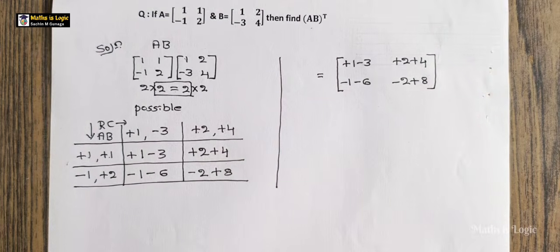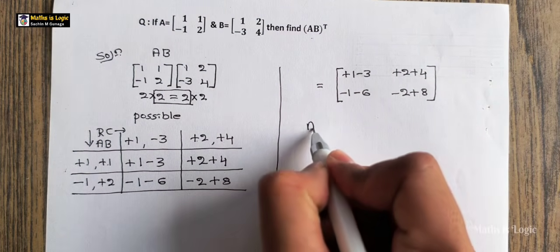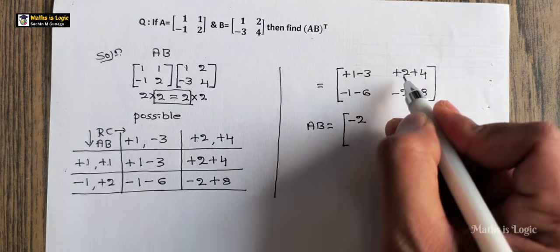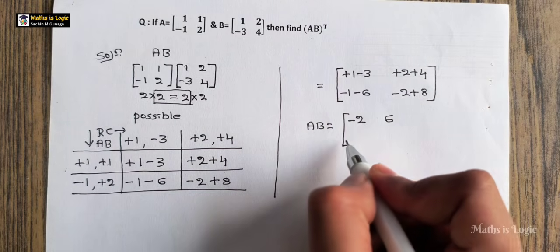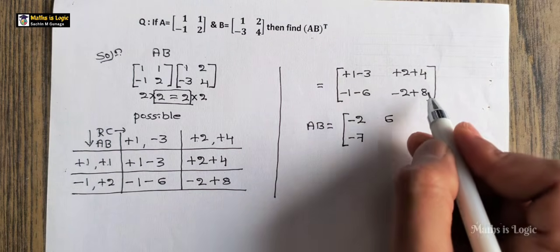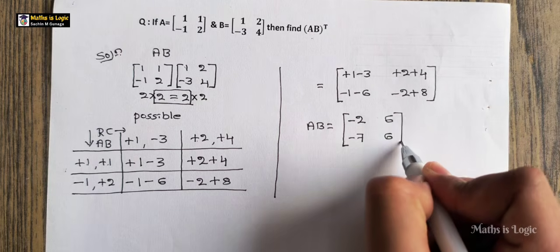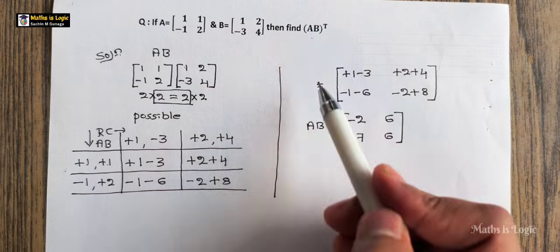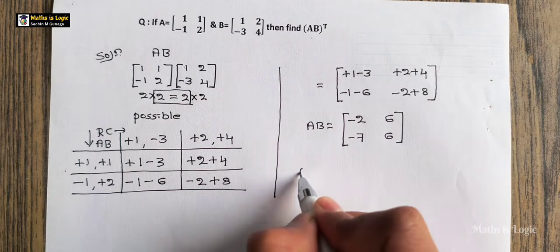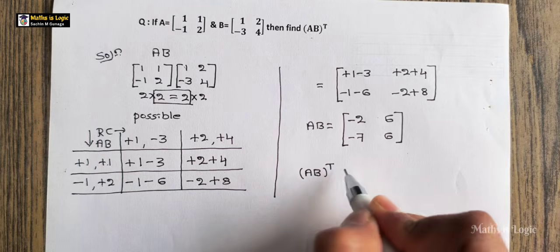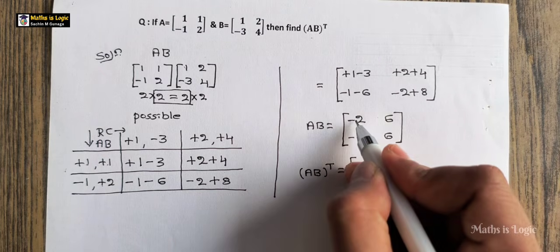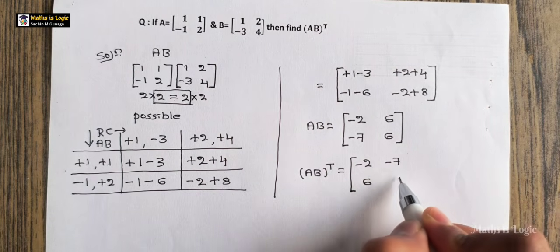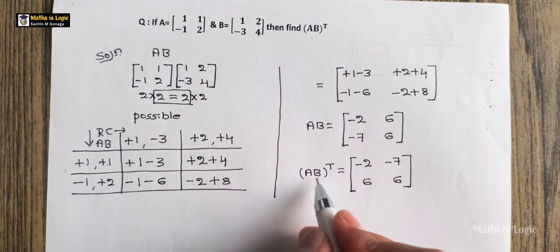So use the calculator here. Therefore, AB is equal to 1 minus 3 is minus 2, 2 plus 4 is 6, minus 1 minus 6 is minus 7, minus 2 plus 8 is plus 6. So this is the AB value. But the question is, we need to take AB the whole transpose. Therefore, transpose means we need to interchange rows and columns. Therefore, write the first row as the first column, second row as the second column. So this is the value of AB the whole transpose.